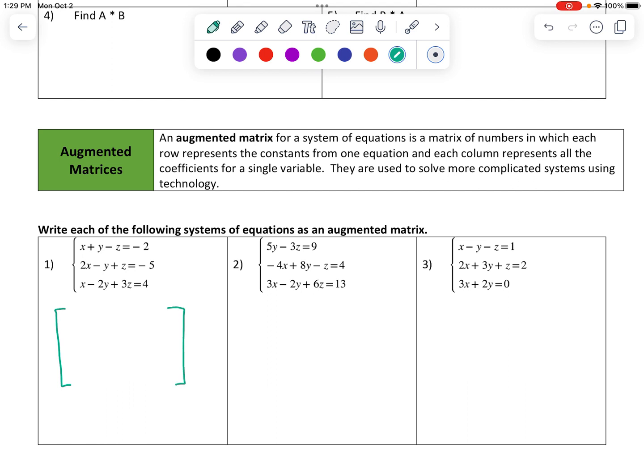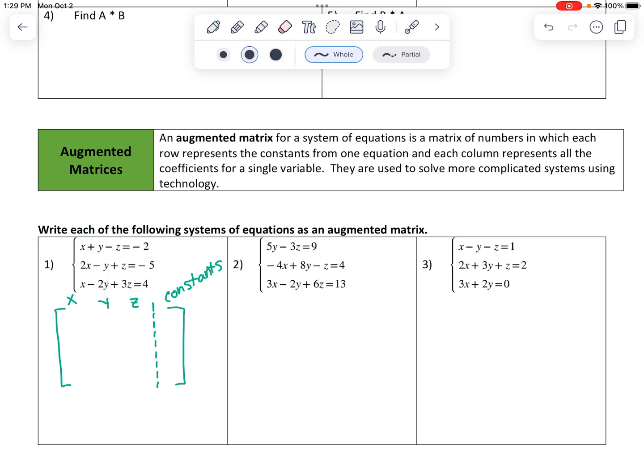Okay, so I'm going to go ahead and set this up. We want to think about all of our x values and those coefficients going in the column, all of the y values and those coefficients going in a column, and all the z coefficients in a column. And then we're going to have kind of our little dotted line here because we have our equal sign. And then at the other end, we're going to have all the constants. Okay. So we are leaving variables out of this completely. We are just worried about the numbers and those coefficients.